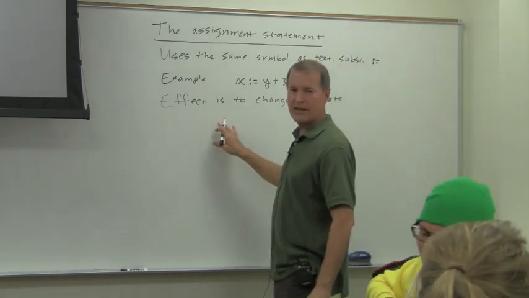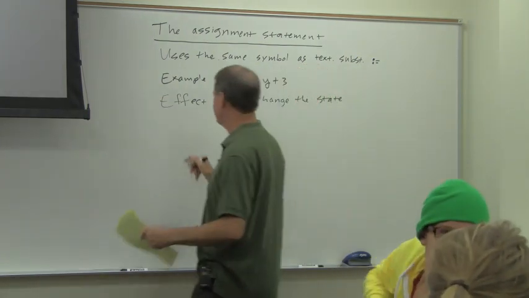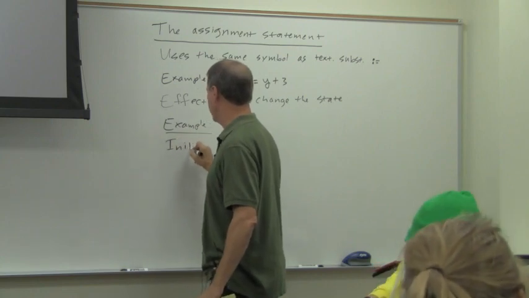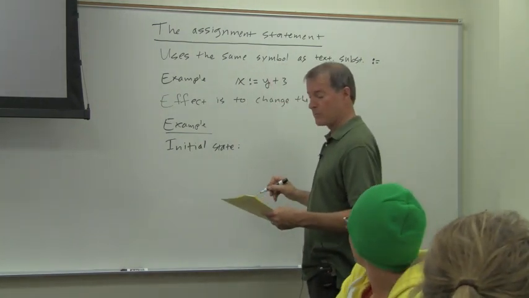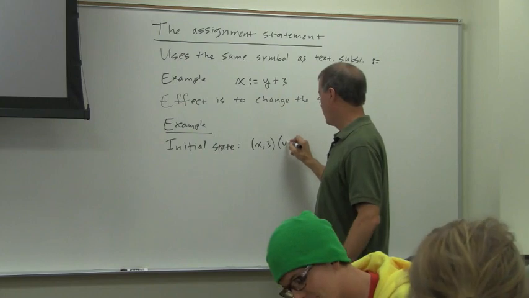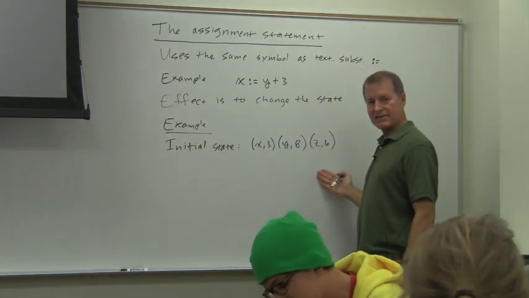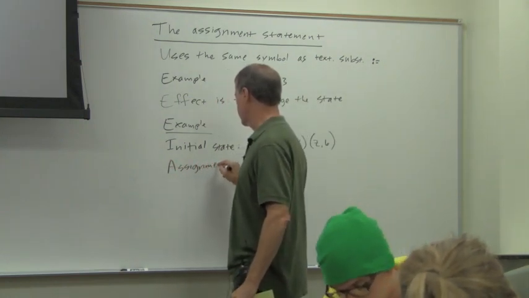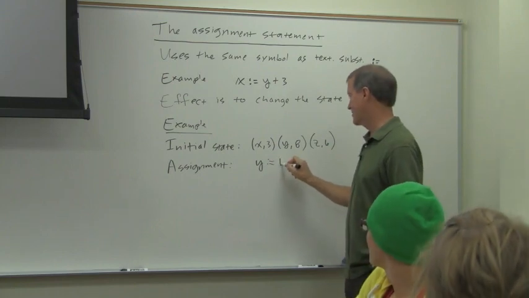Let me give you another example of how it changes the state. Suppose we have an initial state, which is a list of variables and their values. So suppose the variables are x 3, y 8, z 6. That's the state. And then suppose the assignment is y gets y plus 1.